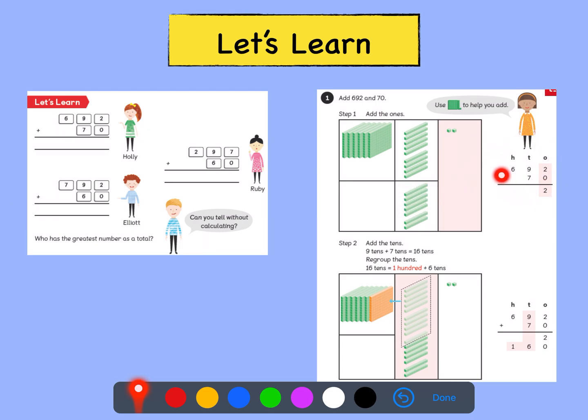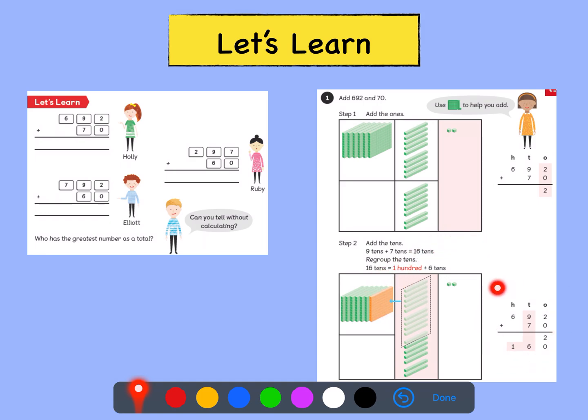And it's written just like this: hundreds 6, tens 9, ones 2, plus 70. 70 is in the tens, 0 is in the ones. Then we add the ones first. 2 plus 0 is 2. Next step, add the tens. 9 plus 7 tens equals 16 tens. Regroup the tens. 16 tens equals 106 tens. So here we need to regroup, okay? So we're taking 10 tens and putting it over here into the hundreds, okay?